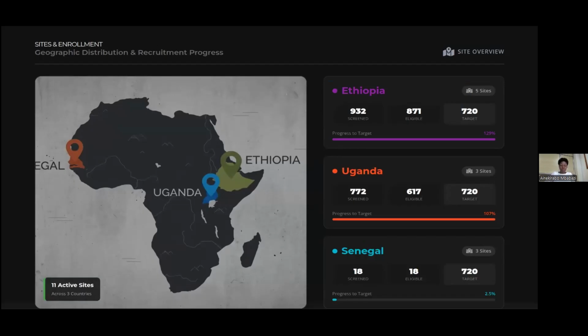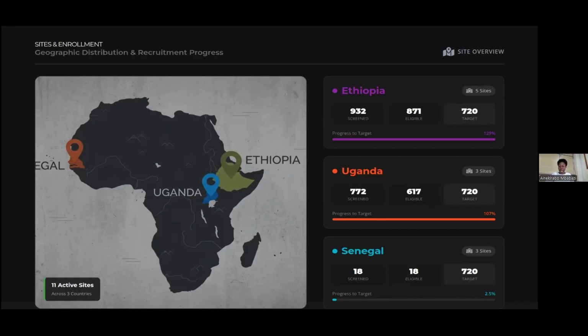In terms of the distribution of the sites, we have enrolled 5 sites in Ethiopia, and across these 5 sites, 932 people have already been screened. Of the screened people, 871 have been eligible for the study, and the goal initially was to hit 270. So we've already exceeded our target in Ethiopia.